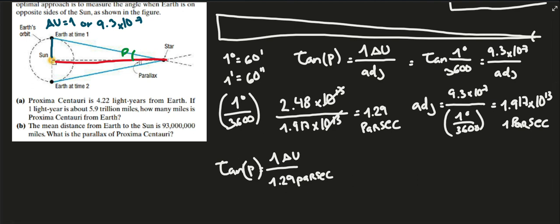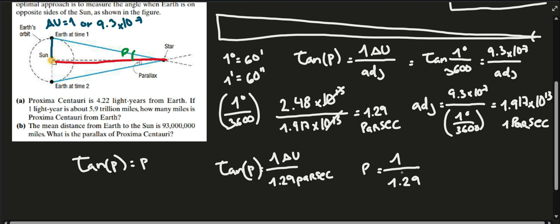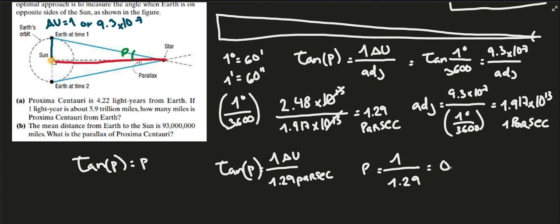We also have to take another consideration. When an angle is measured in radians and the number is very small, in that case tangent of P is going to be equal to P. So we can change this to P is equal to 1 over 1.29, and this is equal to 0.77 seconds of arc. And that's the angle P.